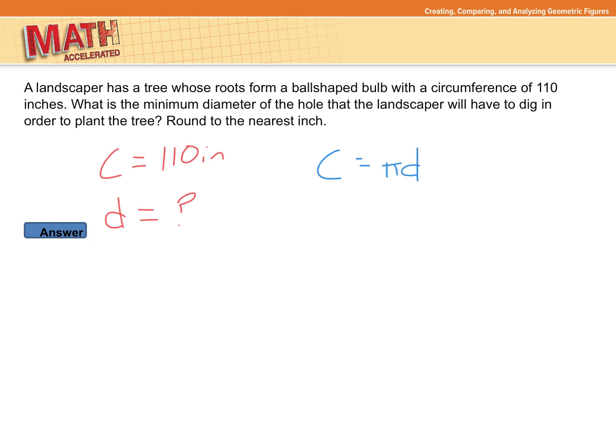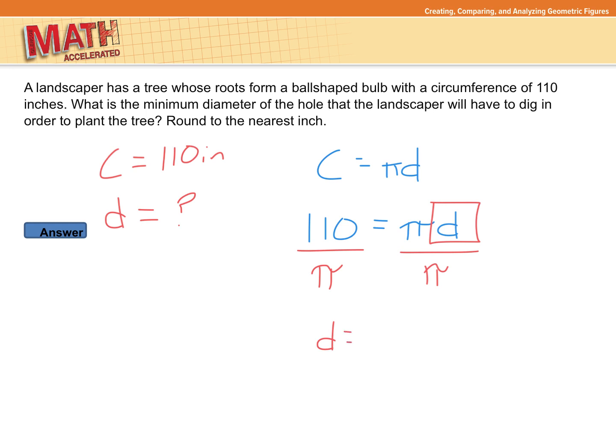Do we know what C is? 110 inches. Pi is pi. Do we know what the diameter is? No. Right, so I want to find out what the diameter is, get the diameter by itself. How do I get the diameter by itself? Yep, divide by pi. What you do to one side, you do to the other. So 110 divided by pi, what do you get?